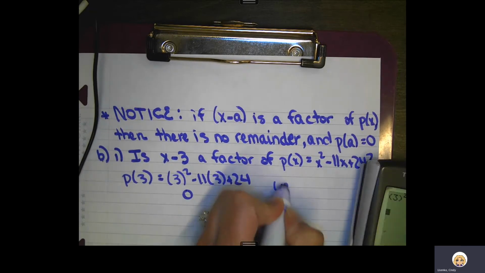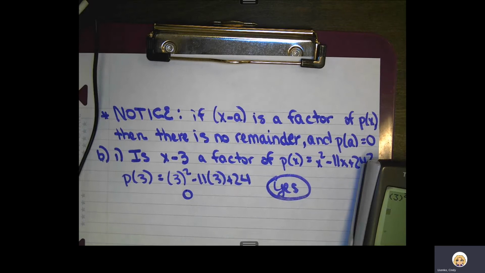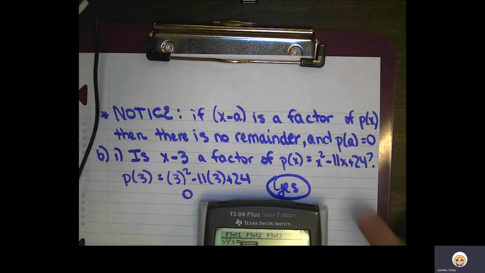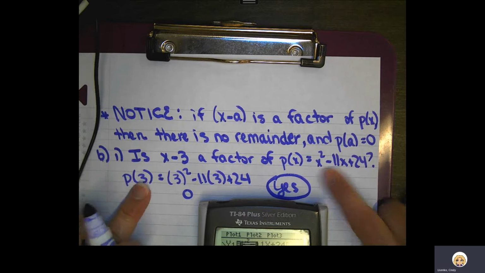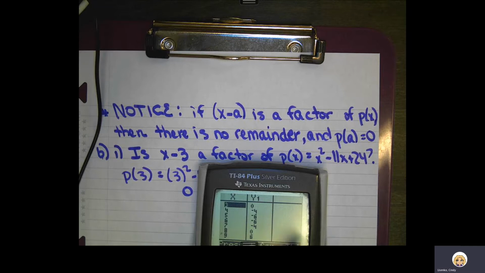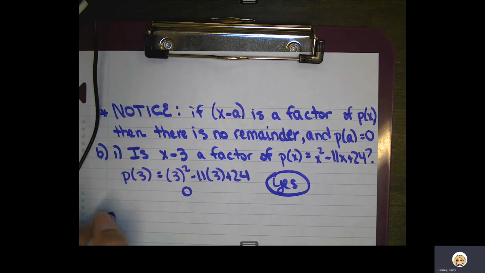So you want to make sure that you show the remainder and you show it's yes because there was no remainder, it was 0. The other way that you can always do this is you go to y equals and type in the original, so x squared minus 11x plus 24. You want your table to start at 3 or somewhere around there, and you look and you get a 0. So I typed in the original, went to my table and looked for 3. Here's another example. You can pause the video if you'd like.